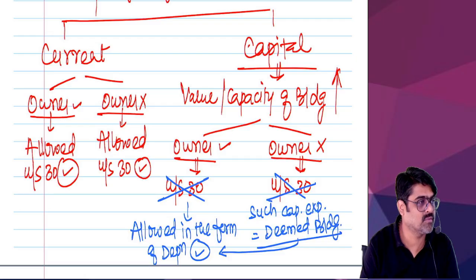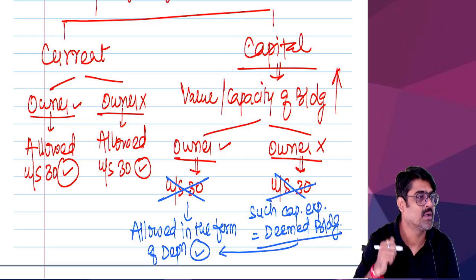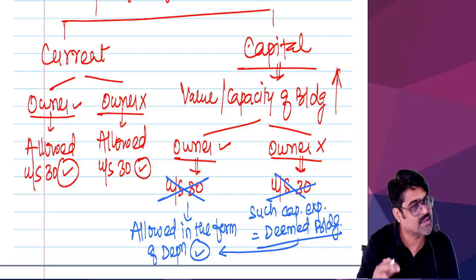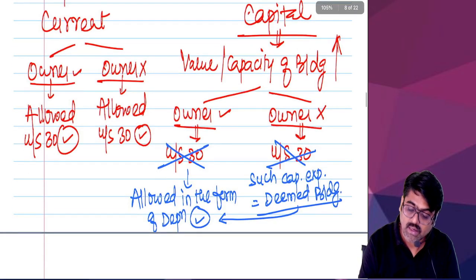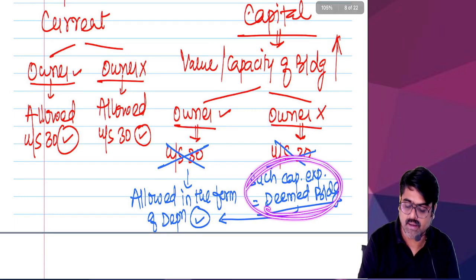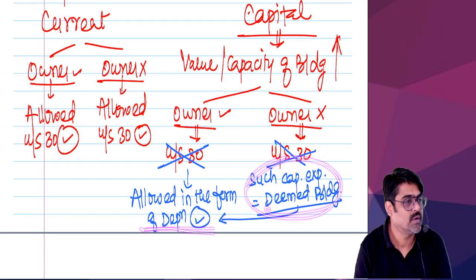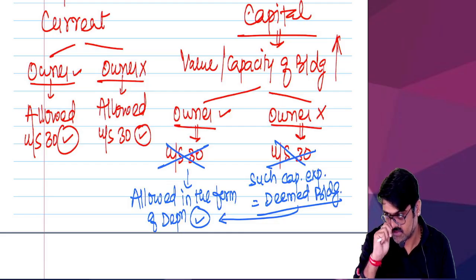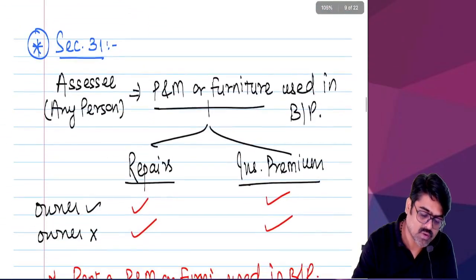If you are the owner of the building, add that amount to the cost of building. If you are not the owner of the building, can you add that amount to the cost of building? No, you cannot do it. So consider that amount as your deemed building, which you can claim in the form of depreciation. Will you remember this? Sure. Section 30 is over.